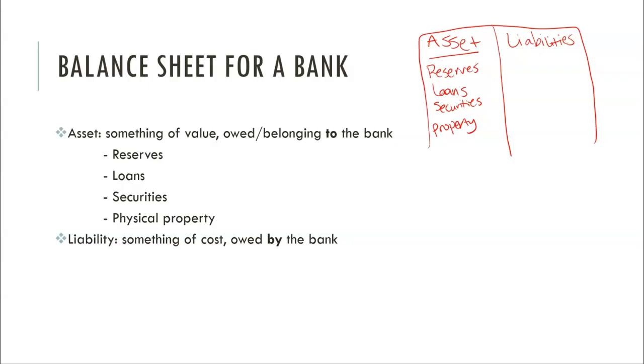A liability is a cost or something owed by the bank. They owe it back to other people. So the biggest liability is going to be deposits. Customer deposits. This could be checking deposits, savings deposits. This is money that customers have put into their accounts at the bank that they are expecting to get back, that they plan to use to purchase things.